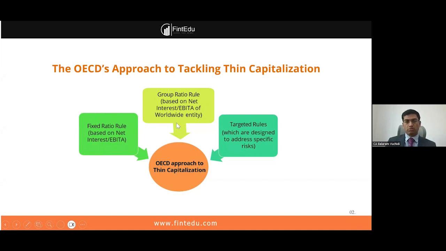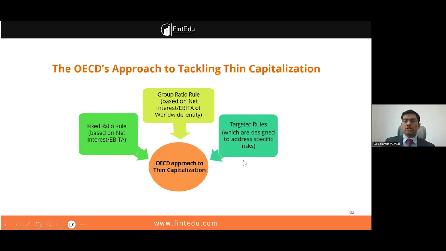The second rule is the group ratio rule. Here it is more or less similar to the fixed ratio rule, but the only difference is that the limit percentage is computed for your entire group as a whole, across the world. So all the entities of your group across the world will be considered together for the EBITDA computation as well as interest. At group level, what is the ratio of your interest to EBITDA, and they can set a limit on that group level ratio. We have different rates in different countries, but at the overall level, how is the ratio coming in, and does it fit into the limit they have given or not.